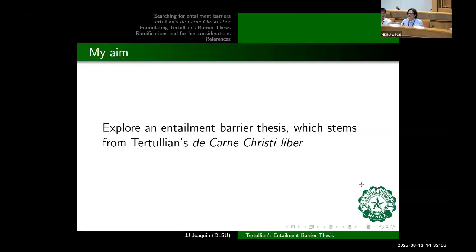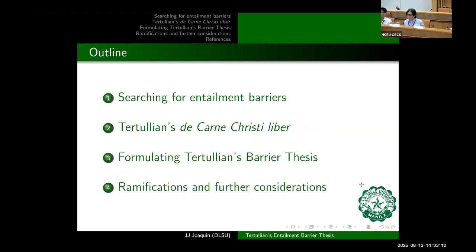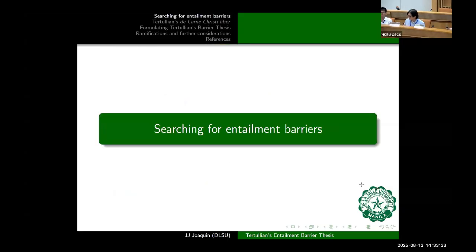Okay, so my aim in this talk is to explore an entailment barrier thesis, which stems from the work of Tertullian, entitled De Carne Christi Liber, or The Body of Christ. Here's the outline. We'll talk about what entailment barriers are, then I'll talk about Tertullian and the history of the book that I'm getting this work from. I'll try to formulate the barrier thesis using several logical machinery later, and I'll talk about the ramifications and further considerations of this barrier.